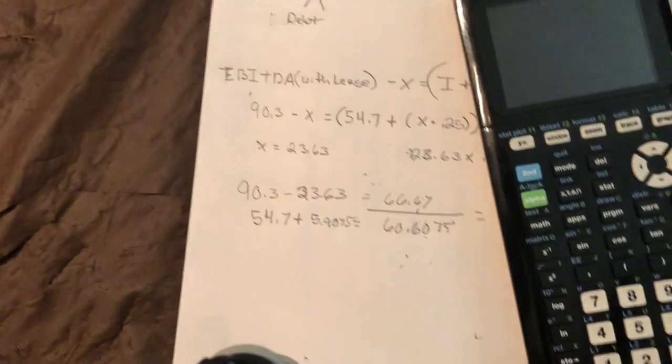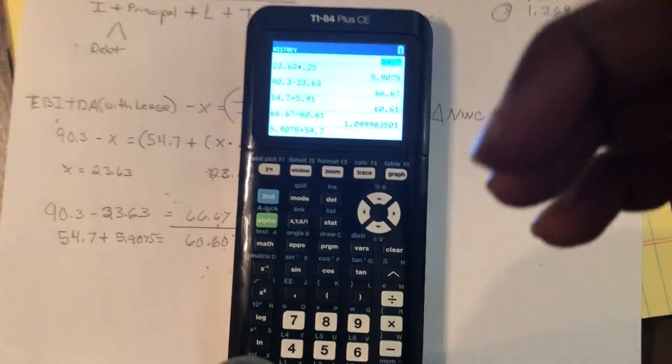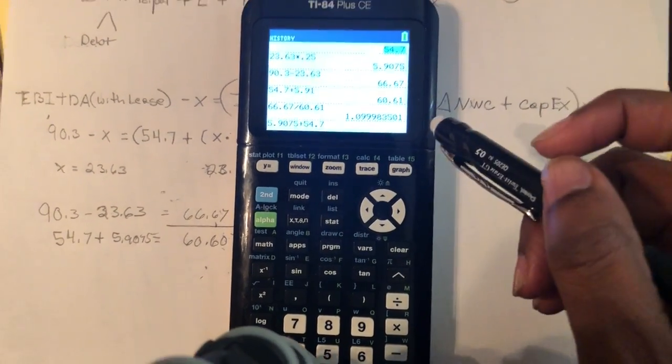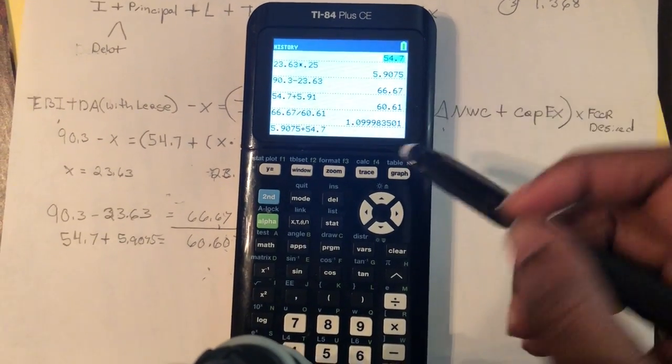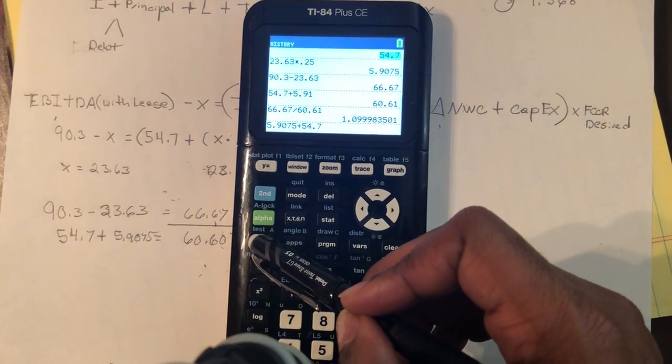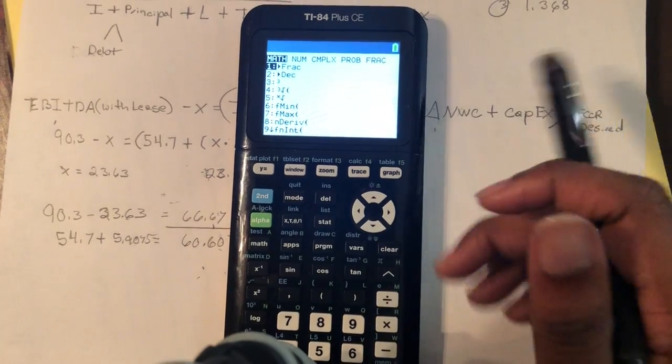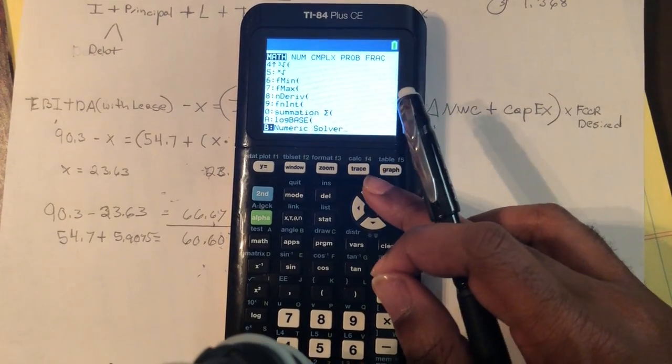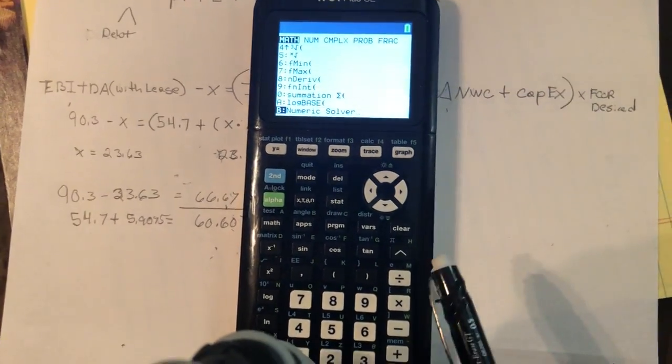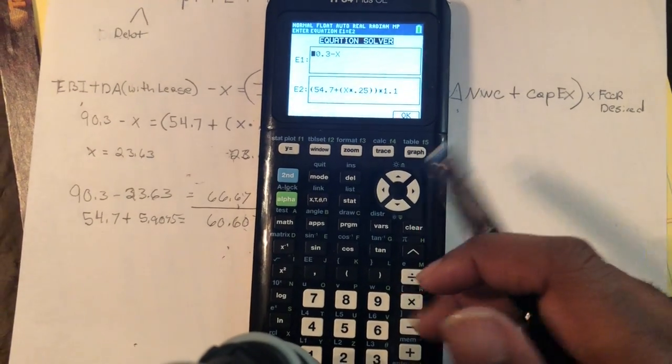So when I solve for this, it gives me 23.63. Now I don't know if you could do this by hand, because it seems like you're way better at solving by hand. But on this TI-84, which this should be on basically all TI-84s, right, you're gonna go Math, and then down, or the opposite way, to Numeric Solver. You're gonna basically throw that in there, right?